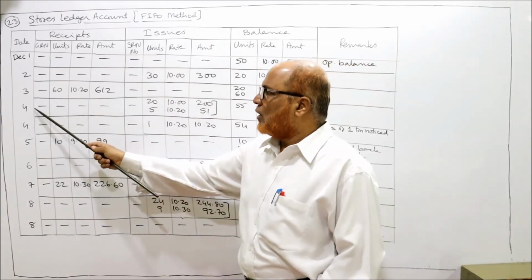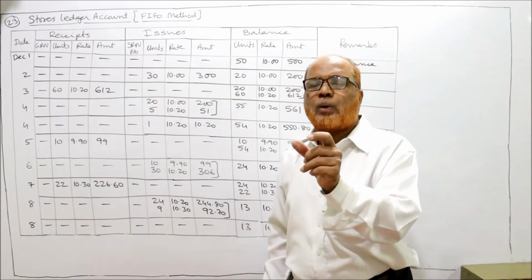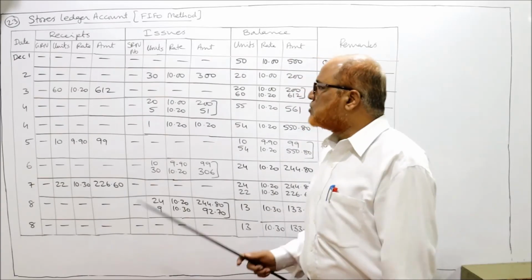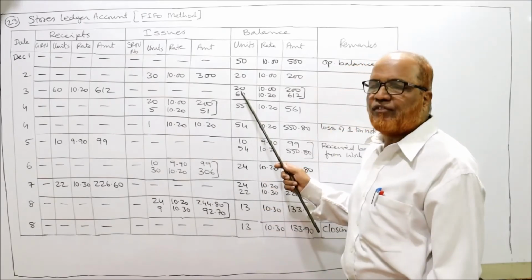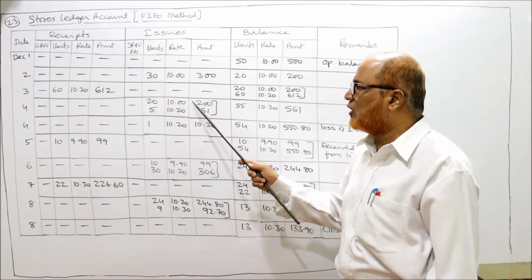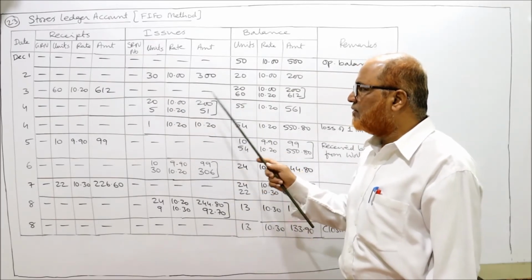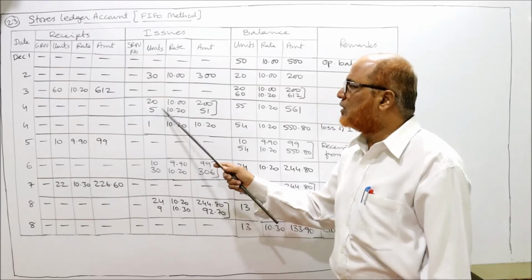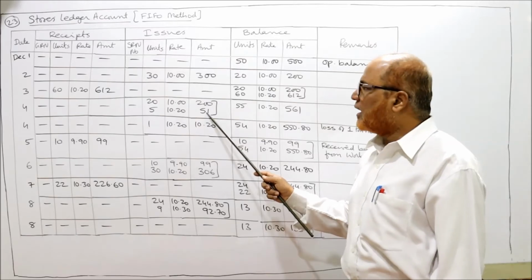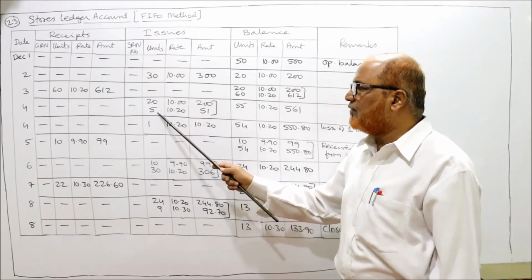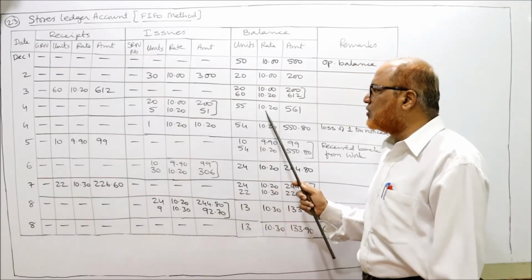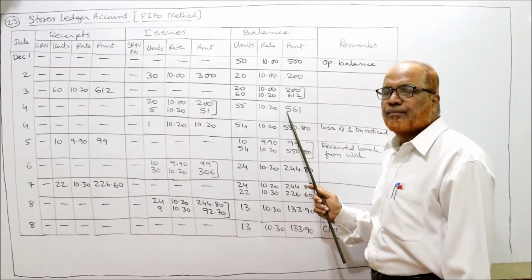Now on 4th, there is issue of 25 tons. It is given in the problem, 25 tons were issued. So we will issue 20 tons. FIFO method, first in, first out. First lot 20 tons will issue fully at 10 rupees. From this 60 tons, we are issuing 5 tons at rupees 10.20. So 5 into 10.20, 51. Remaining, out of 60, 5 tons were issued. So 60 minus 5, 55. 55 into 10.20, 561. That's it.